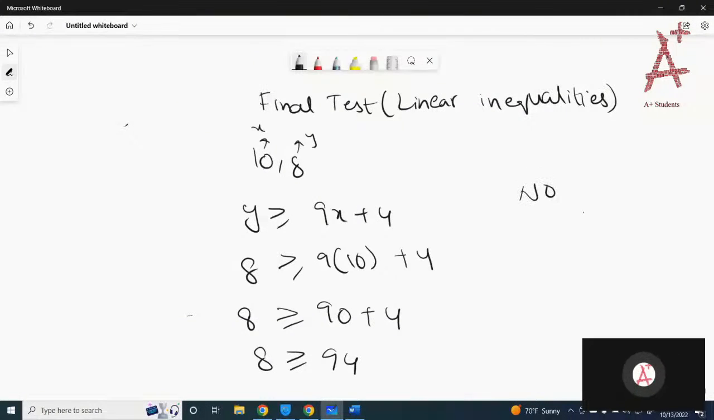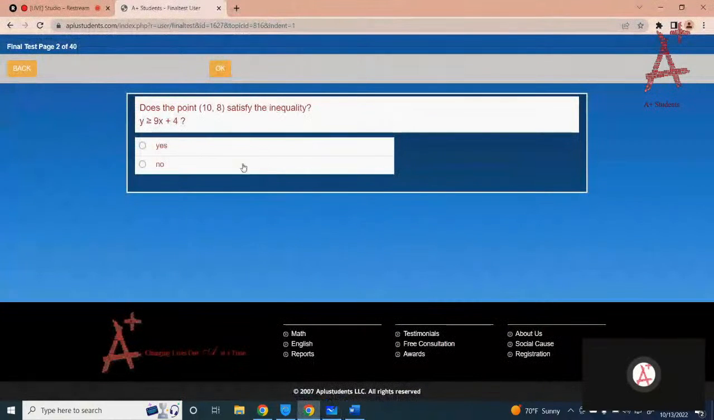No, 8 is not greater than 94. Got it? So that means no, 10, 8 is not the solution of the inequality. Got it? So select the correct option and click on the OK button. The answer is no.